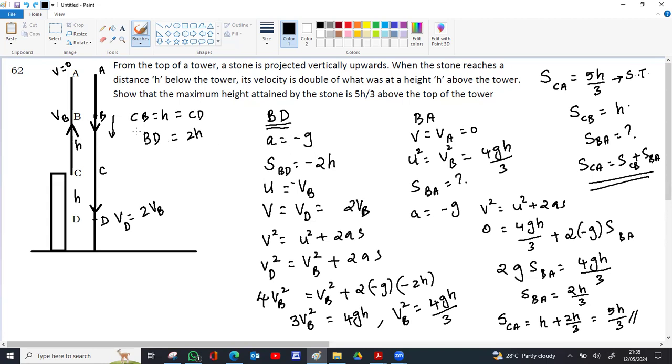Acceleration is minus g. Between B to C is h, B to D is total 2h, downward so minus 2h. Then substituting in v square equals u square plus 2as, find Vb. With that Vb value, we go to BA. After finding SBA, we add SBA plus that to get the total height.